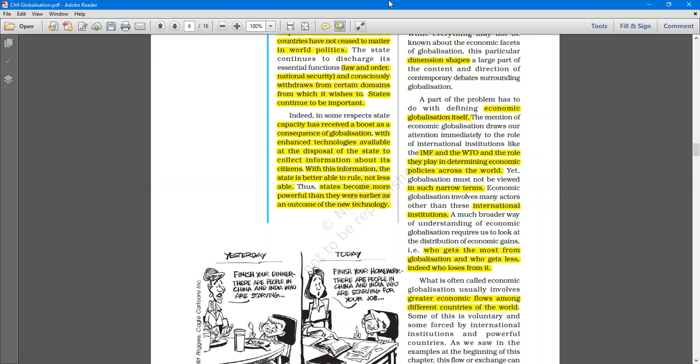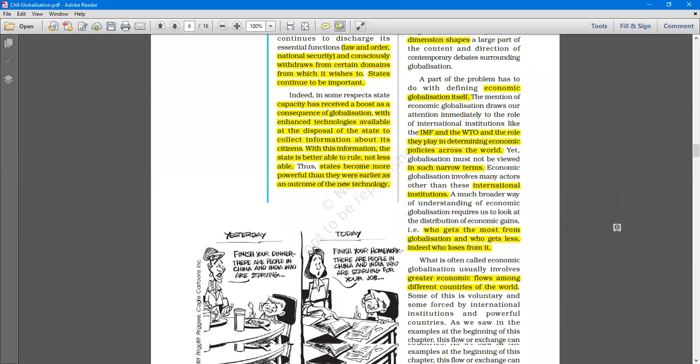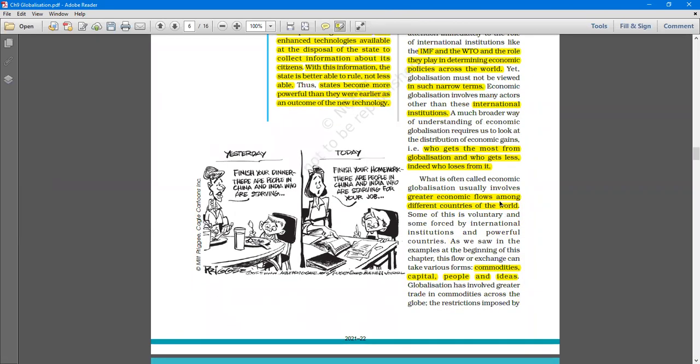Many critics of globalization say that it is only the developed countries, the Western countries, that are getting much benefit from globalization rather than the developing or poor countries. They are even suffering from it. The critics who analyze and criticize the process of globalization hold this point of view. Now, what do we mean by economic globalization? The movement usually involves greater economic flows among different countries of the world. The movement of commodities, people, ideas, and capital, combined, we call globalization.